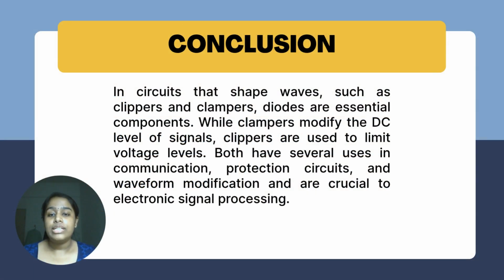So the conclusion: in wave-shaping circuits such as clippers and clampers, diodes are essential components. Clampers modify the DC level of signals. Clippers are used to limit voltage level. Both have several uses in communication, protection circuits, and waveform modification, and are crucial to electronic signal processing.